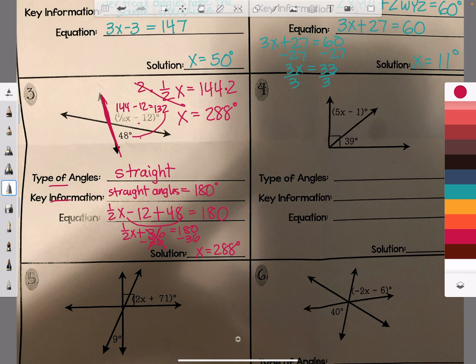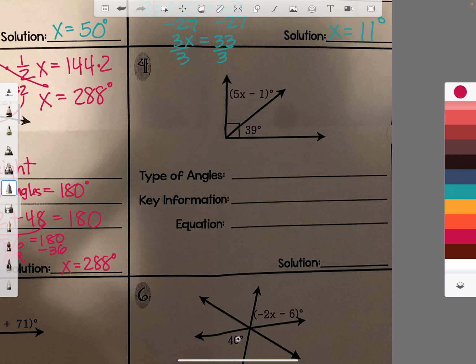Okay, now on our next one, the type of angle we have right here, this means that we have a right angle. And the key information is right angles equal 90 degrees. So that means this plus this will equal 90 degrees. So we have 5x minus 1 plus 39 equals 90 degrees. We'll move that up here so hopefully we have enough room. Combine these two first. 39 minus 1 is 38. That's going to be a positive.